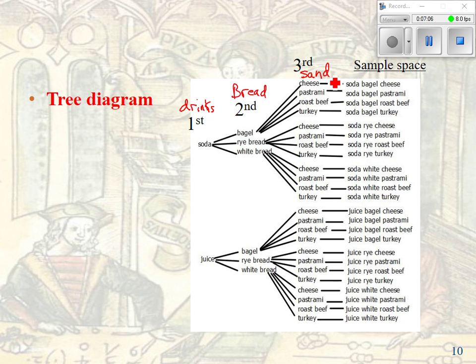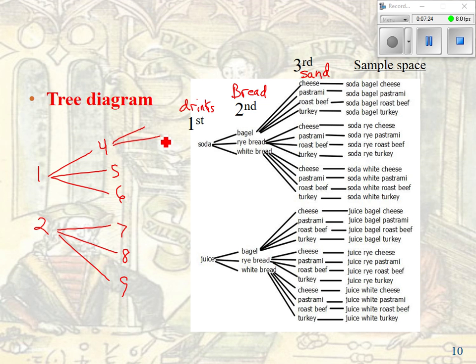Like I said, don't write it all. What would be a good idea here? Maybe put a 1 and a 2 here. Put some branches off of that one. Put some branches off of that one. Maybe put 4, 5, 6, 7, 8, 9. Put some branches off of this one. That's what a tree diagram looks like.